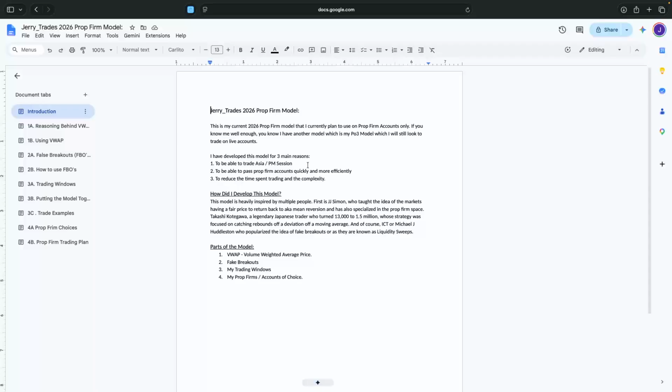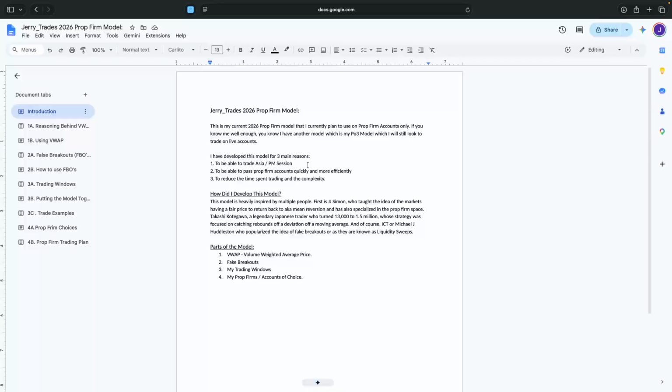And three, just reduce the total amount of time I spend trading and the complexity, because I am currently a college student, right? I have a lot of stuff going on in my day. I would prefer to have one or two hours in the day where I trade, right? Don't have to think too much, get in, get out, and yeah.